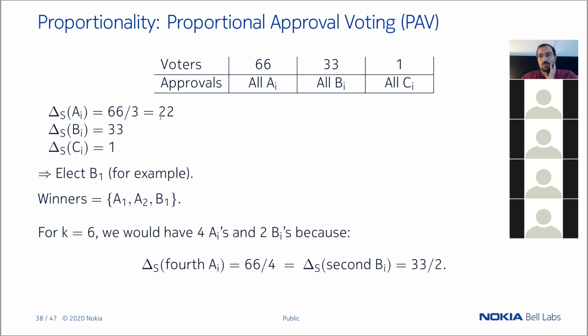It's quite easy to be convinced that if, for example, I take K equal to 6, then I will have 4 candidates of type A and 2 candidates of type B, because adding the 4th candidate of type A will increase the score by 66 divided by 4, whereas adding the second candidate of type B will add 33 divided by 2 to the score of the committee.